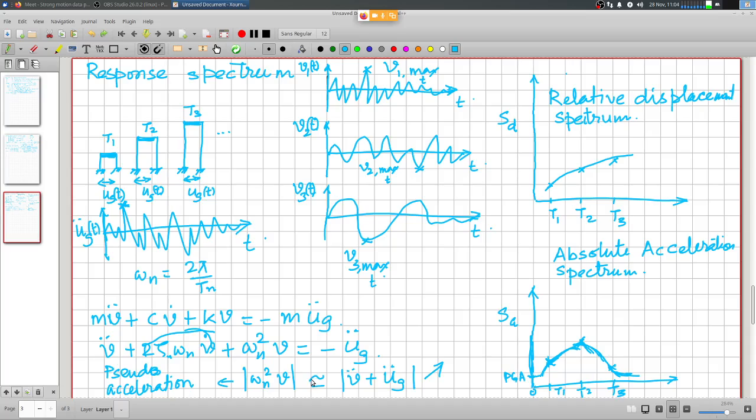It will be exactly identical. The approximation changes to equality if I am dealing with an undamped system. If zeta is 0, then of course this equality holds rigorously. So pseudo acceleration is equal to absolute acceleration in case of zero damping, but when the damping is very small, then it is approximately equal, and pseudo acceleration can be derived from the displacement spectrum and vice versa.